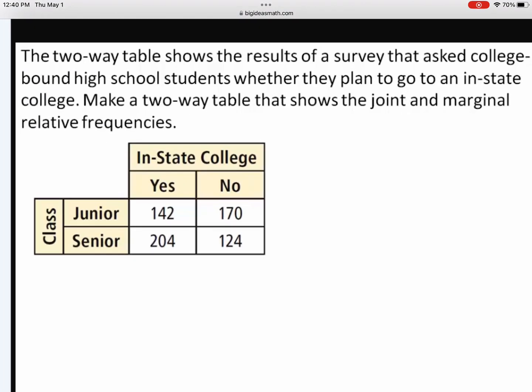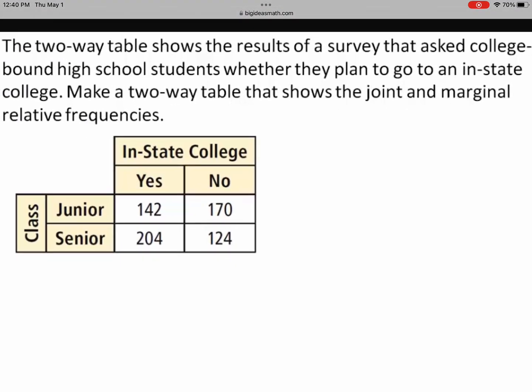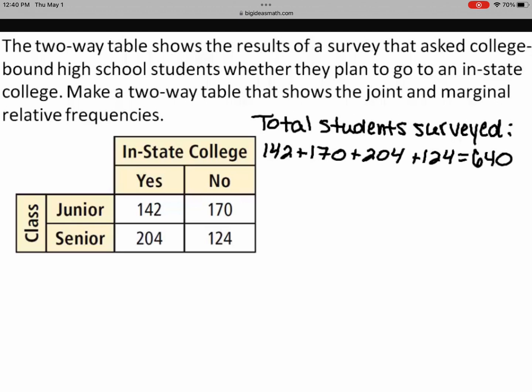The two-way table shows the results of a survey that asked college-bound high school students whether they plan to go to an in-state college. Make a two-way table that shows the joint and marginal relative frequencies. First, you want to find the total number of students surveyed. There are 142 plus 170 plus 204 plus 124, or 640 students surveyed.